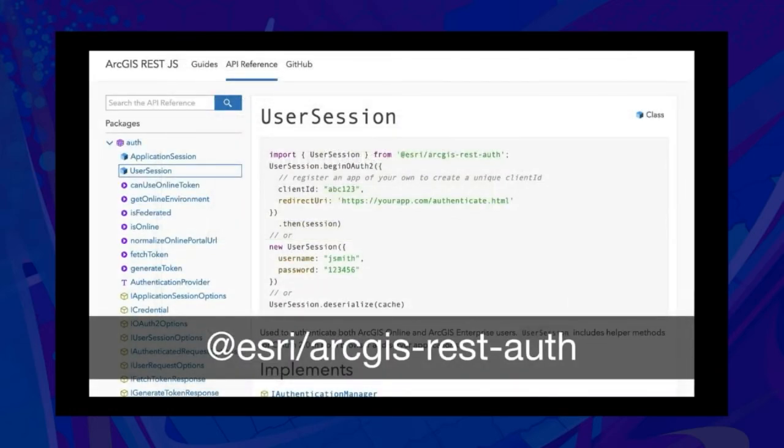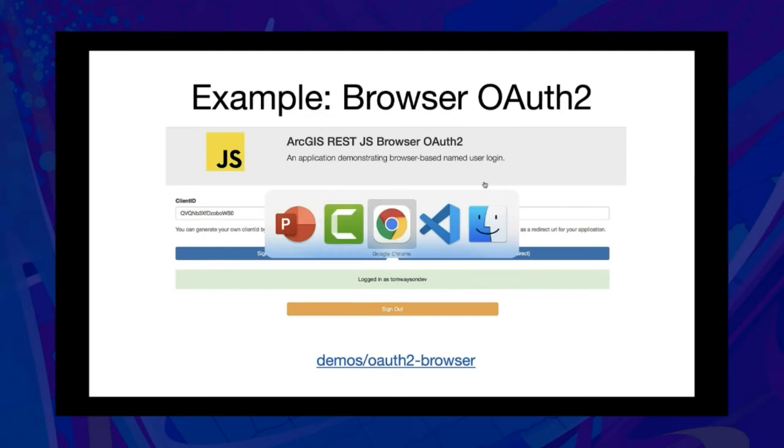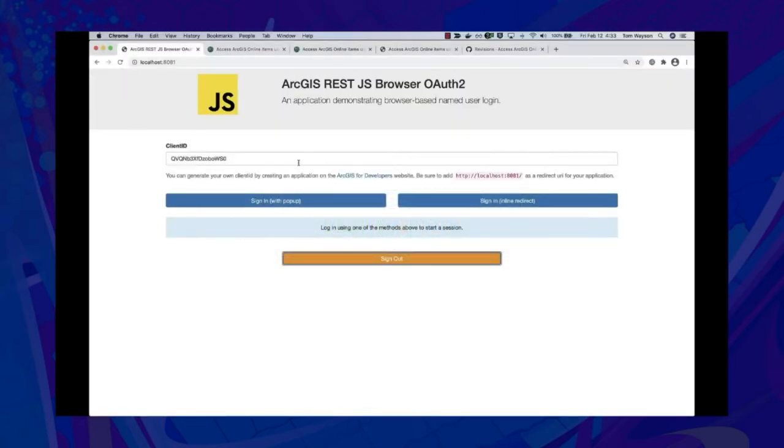So let's look at the REST.js APIs that you'll be using when you're doing authorization and authentication. These are all located in a package called REST auth. And when you're dealing with named users, UserSession is the class that you'll be working with. We're going to look at one of those demos that's there in the repo. It's called the browser OAuth 2 demo, and we'll just see how that works in action now.